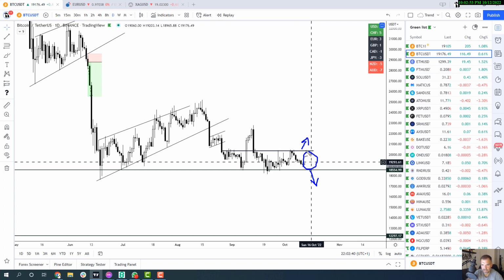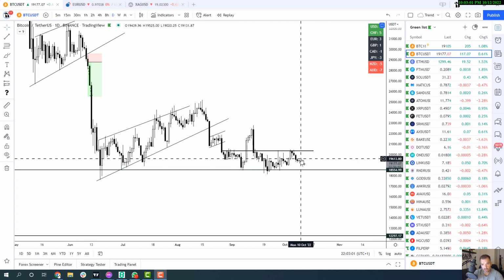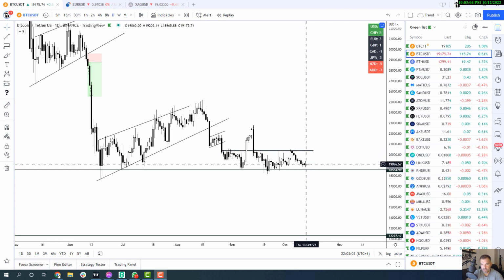If you're an intraday trader, you could look for rejection from this resistance area here, or you could look for a rejection from this support area. Realistically speaking, tomorrow the CPI data is either going to send the dollar soaring with more strength, which could see this break lower, and that's going to be my forecast.